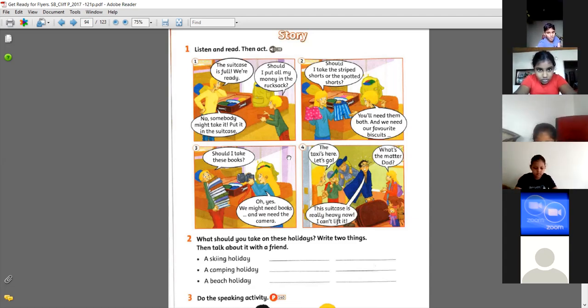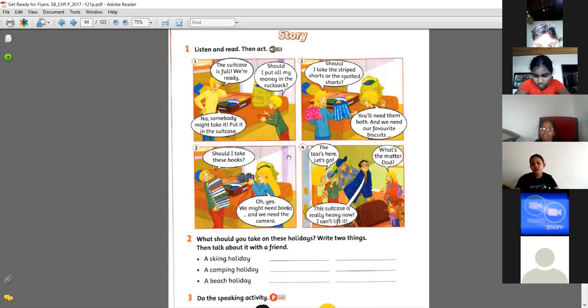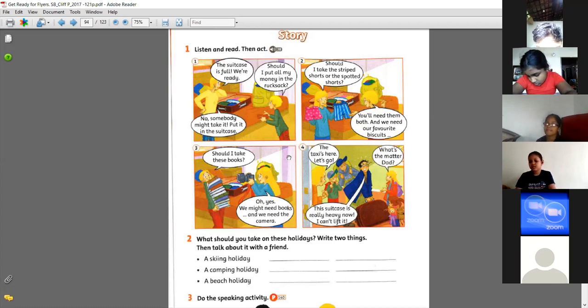Listening 38. Listen and read. Then act. 1. The suitcase is full. We're ready. Should I put all my money in the rucksack? No, somebody might take it. Put it in the suitcase. 2. Should I take the striped shorts or the spotted shorts? You'll need them both. And we need our favourite biscuit. 3. Should I take these books? Oh, yes. We might need books. And we need the camera. 4. The taxi's here. Let's go. What's the matter, Dad? This suitcase is really heavy now. I can't lift it.